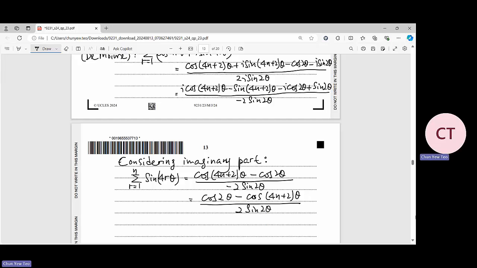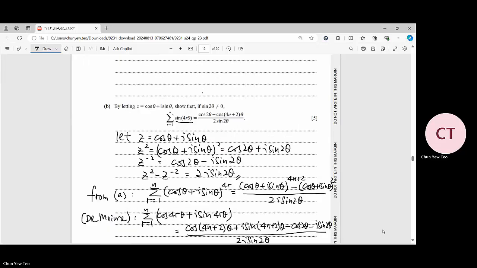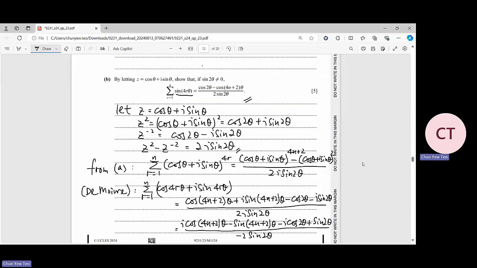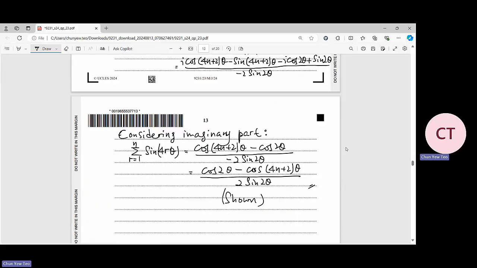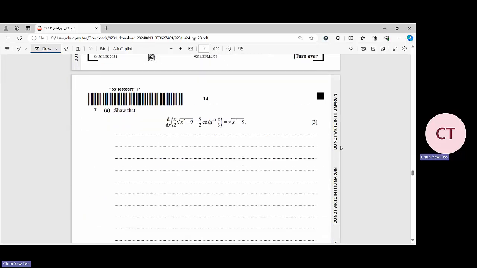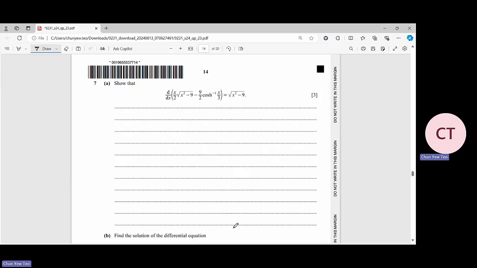Then you will get this. Okay, so is this the answer that they want you to show? Yes, correct. This is what they want you to show. So not done. So therefore, this will be the answer for the question number 6B. Now we're moving on. Go to the question number 7.